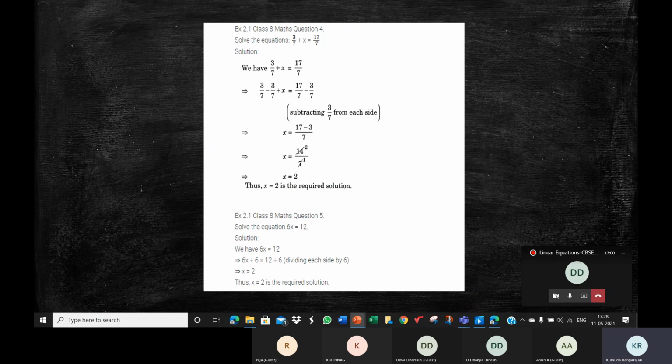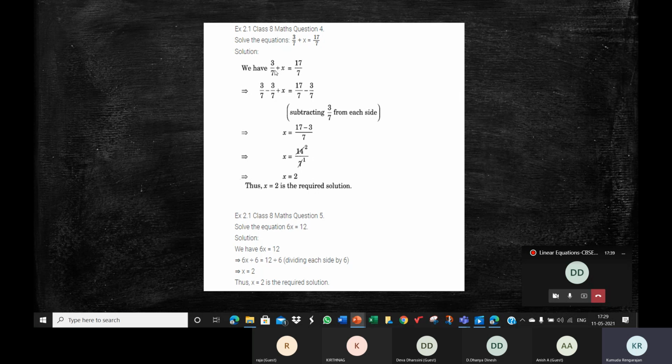So see the equation, children. Where is the variable x? Is it in the left hand side or in the right hand side? Left hand side. The variable x is in the left hand side. What do you see along with x? 3 by 7. It's plus 3 by 7. So to get rid of plus 3 by 7, you must subtract 3 by 7 from both the sides. That is the first step.